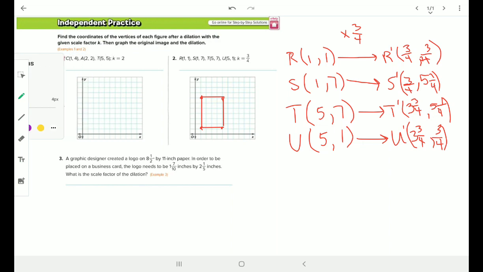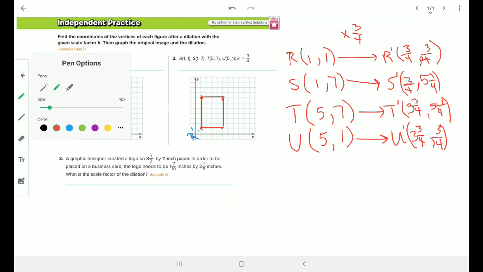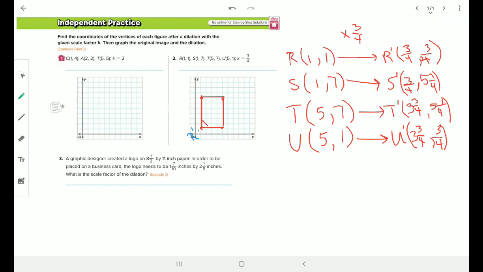I'm going to use a different color. And if we plot R prime, that's going to be at 3/4, which is not quite at 1, and then not quite at 1 again. So 3/4 is probably about there. Okay. So this is R prime. Okay. Let me go back and label these ones. This was R. This was S. This was T. And this was U.